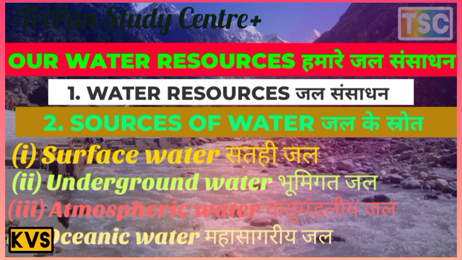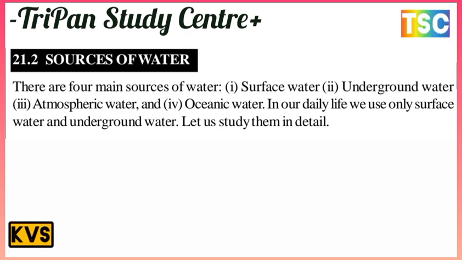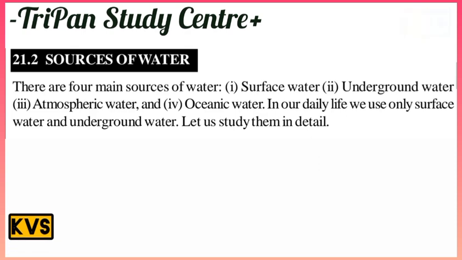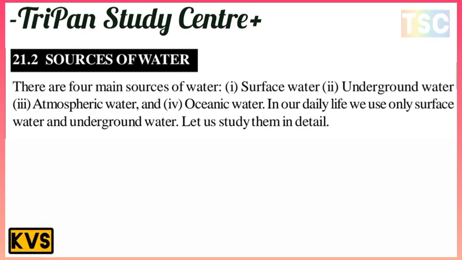Our next topic is the most important here: sources of water. There are four main sources of water. The first is surface water. Second is underground water. Third is atmospheric water. And fourth is ocean water. These four main sources are the most important. I repeat again: surface water, underground water, atmospheric water and oceanic water. In our daily life, we use only surface water and underground water. Let us study them in detail.